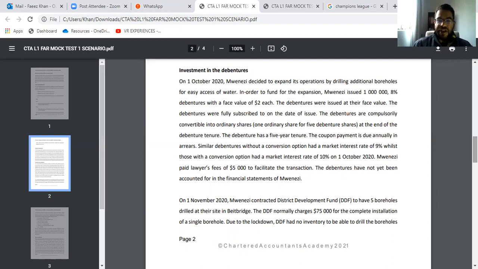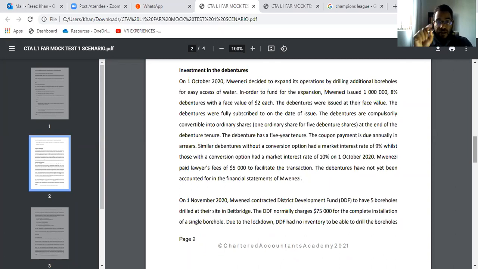The debentures have a 5-year tenor. The coupon payment is due annually in arrears. Remember, the coupon is simply going to be face value times coupon rate. Similar debentures without a conversion option had a market interest rate of 9%, while those with a conversion option had a market interest rate of 10% on 1 October 2020. So like we said, we need to work out the market value. What we would do is split that amount between debentures and ordinary shares. The way you work out the market value, we will use our financial calculator, but what's important is the interest rate we must use. They gave us two market interest rates, one with a conversion option and one without a conversion option.